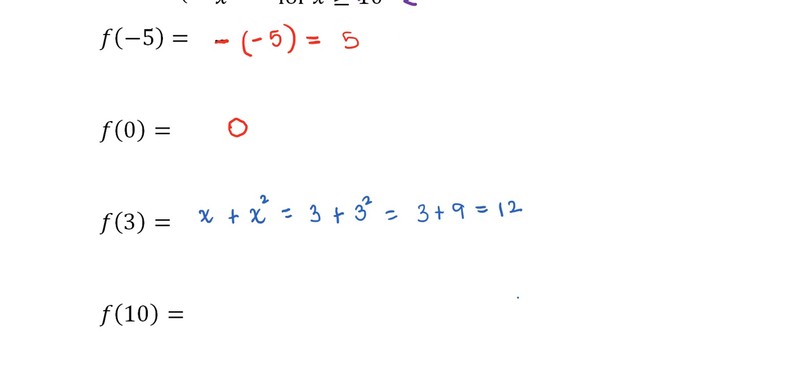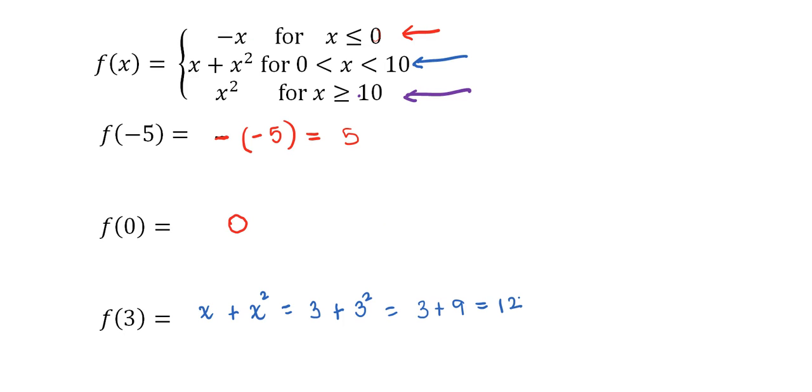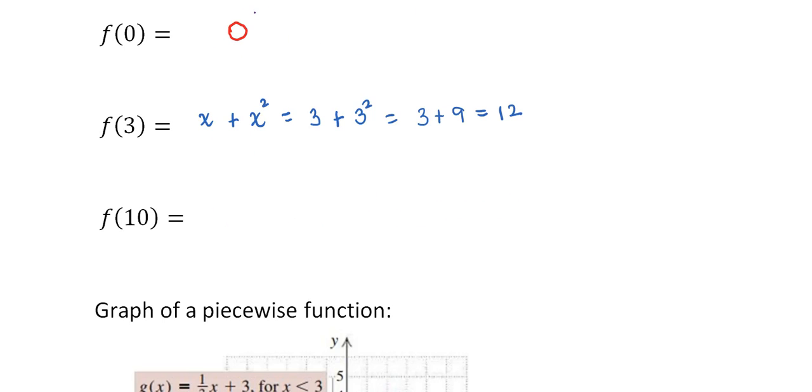And here we have f of 10, right? Here if we take a look, x is greater than or equal to 10, then it's x squared. So I'm going to go to my x squared. That's going to be 10 squared, which equals 100. All right, so this is how you address a piecewise function.